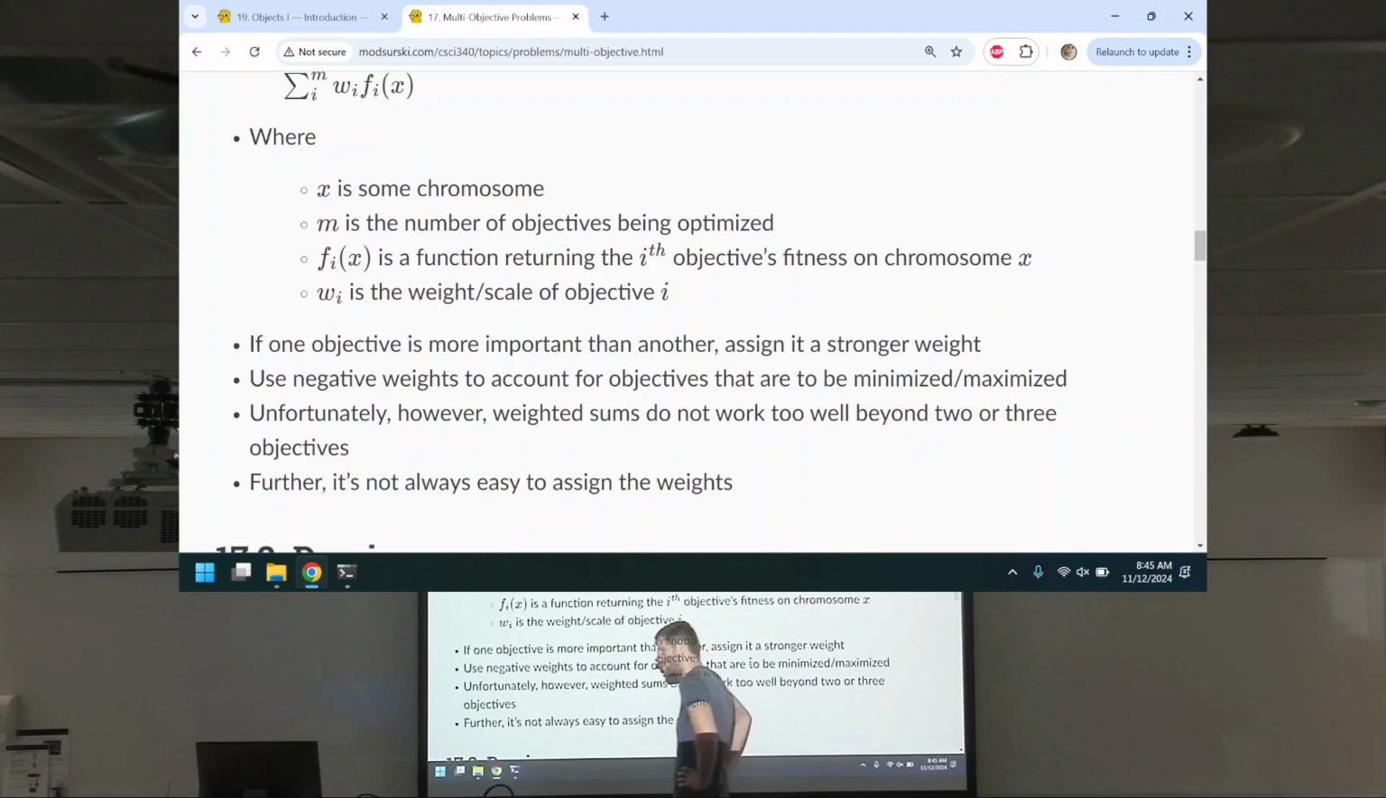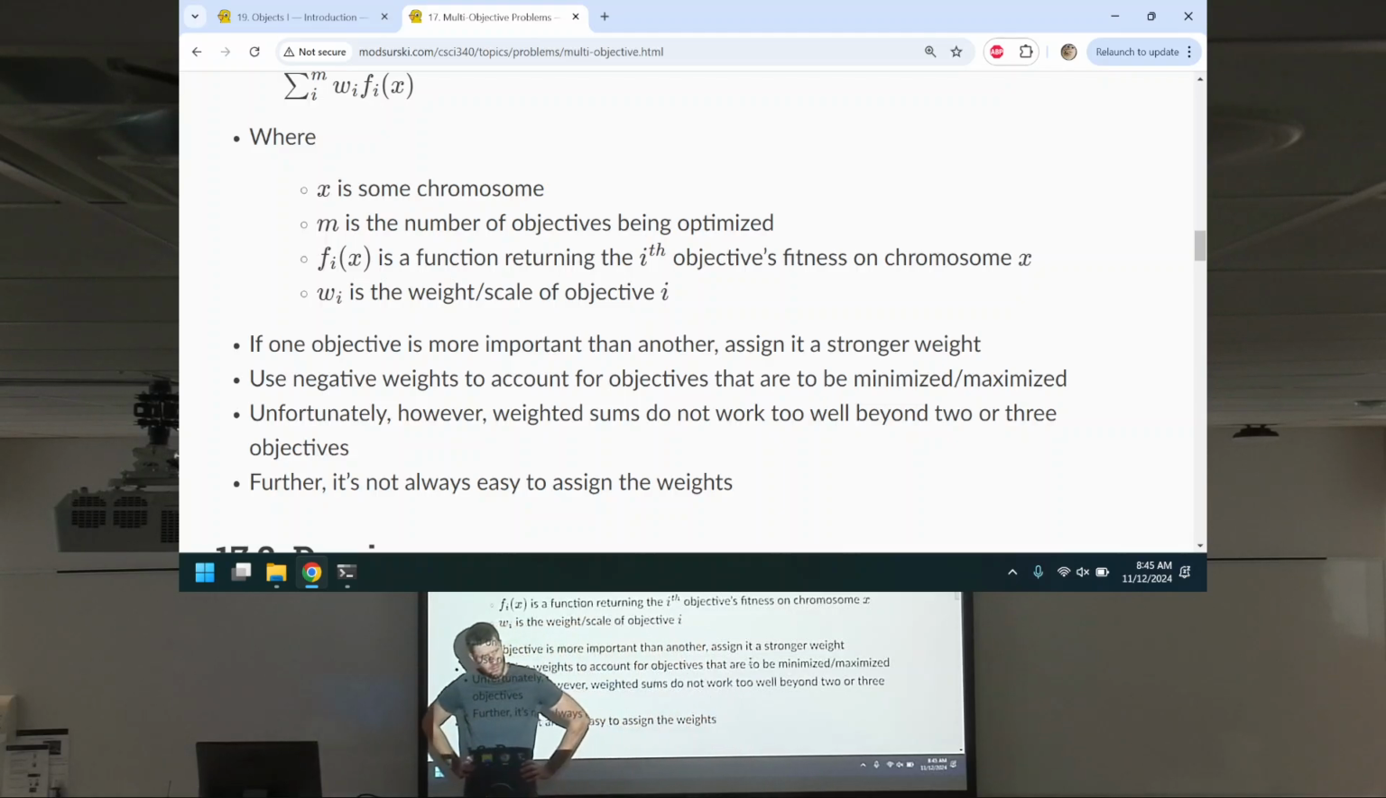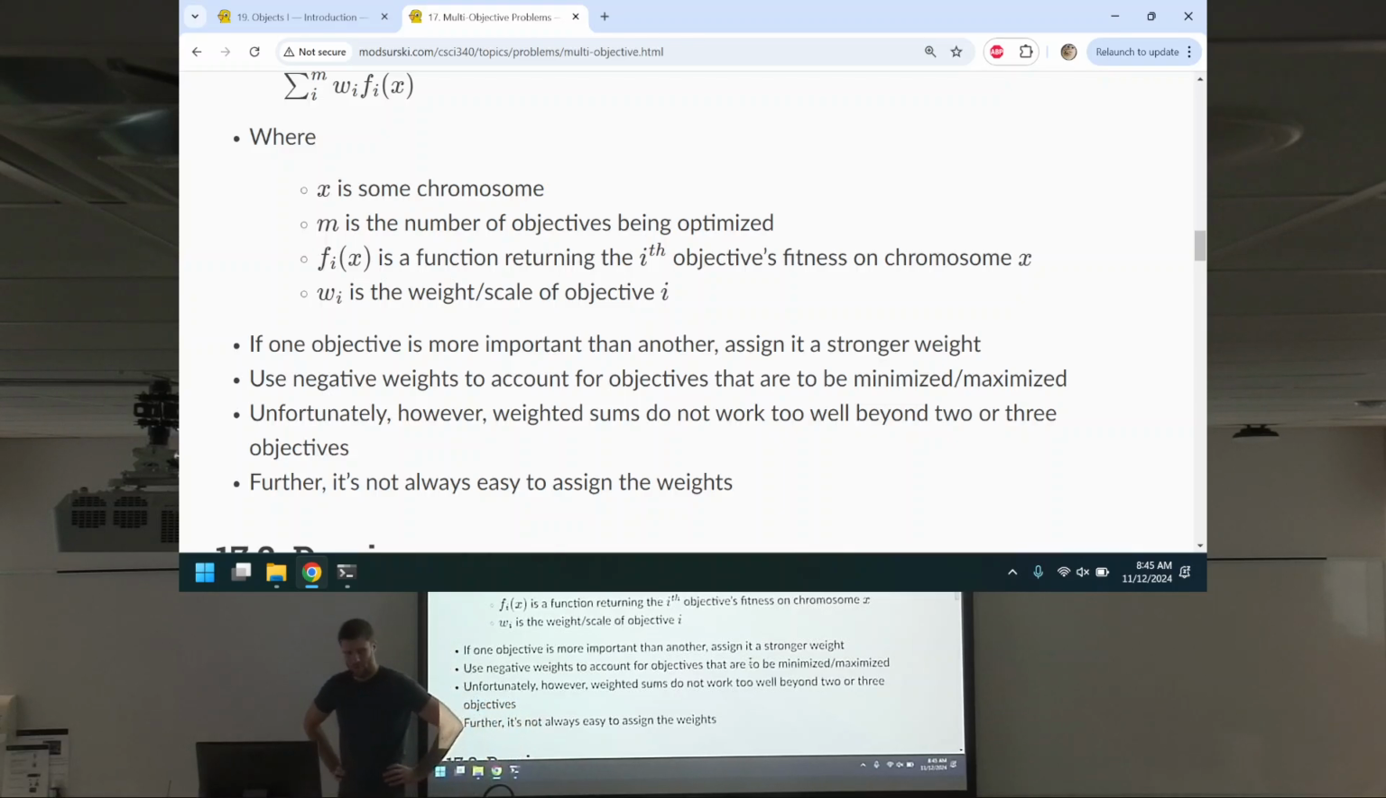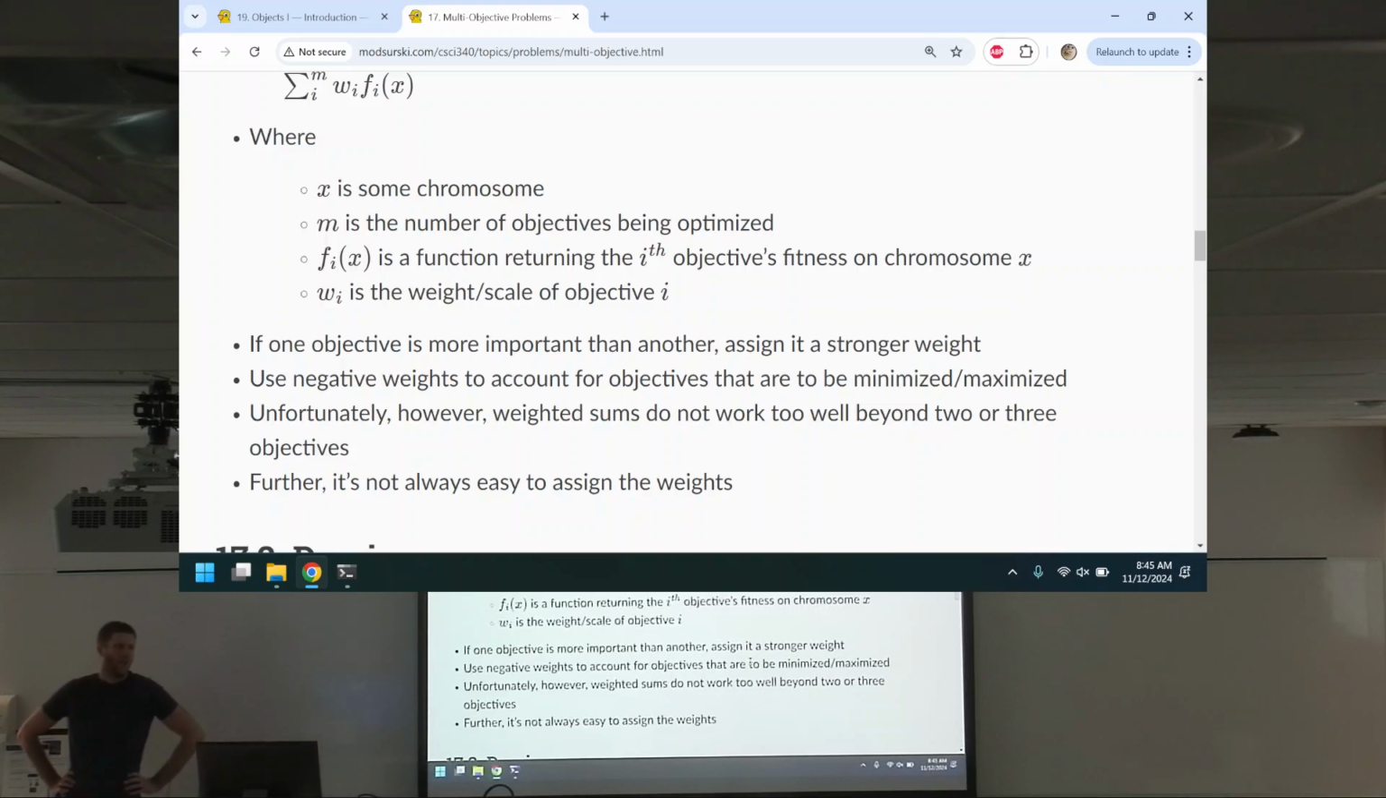Which objective is more important? Is it better to have a function that has a lower mean squared error, or is it better to have a function that's smaller, like a smaller S expression, a smaller tree? What do you think? This isn't a trick question.